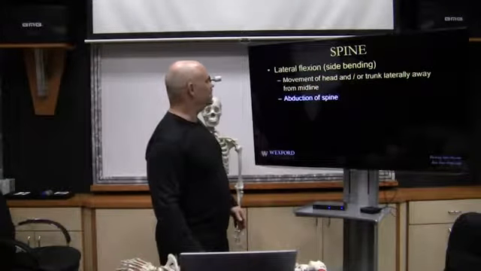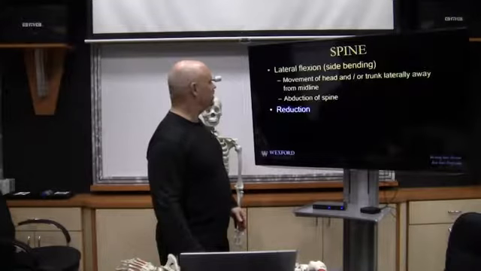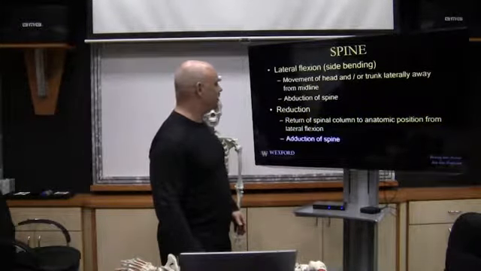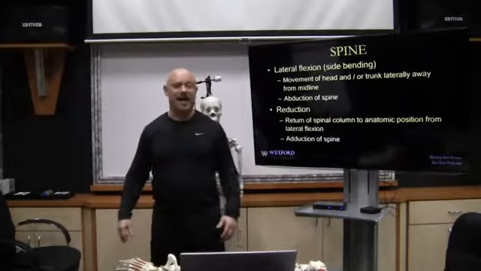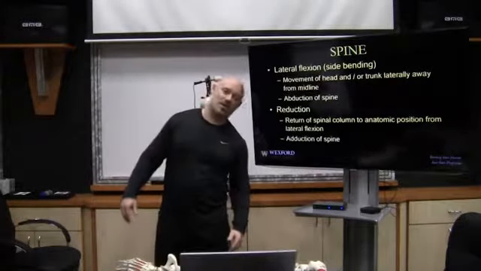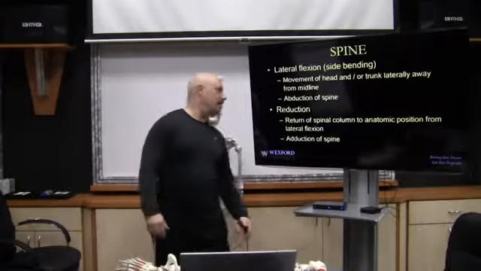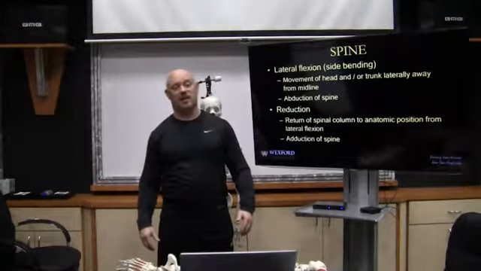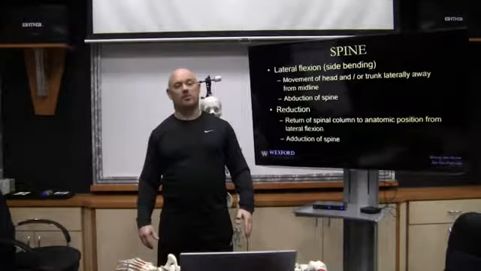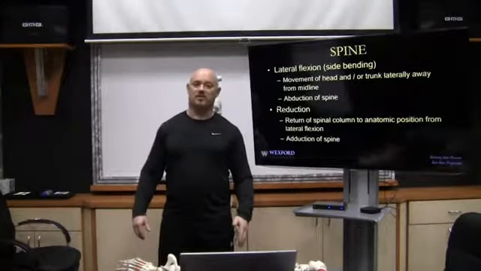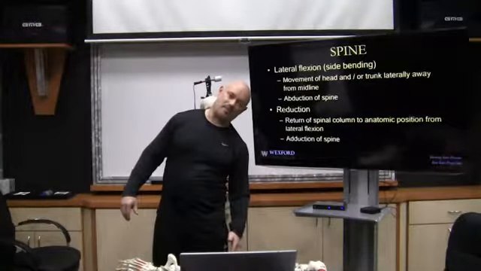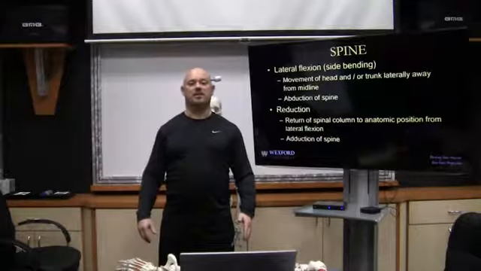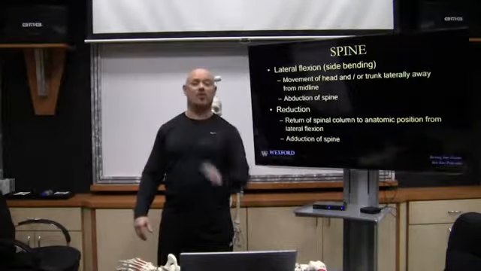And the abduction of the spine. We also call it reduction, return of the spine to the anatomical position from lateral flexion. We could call it adduction of the spine. So we have lateral flexion or abduction, and reduction is adduction of the spine, returning to the normal position. So lateral flexion, abduction, and then we return. Reduction is return of the spine to the normal anatomical position.